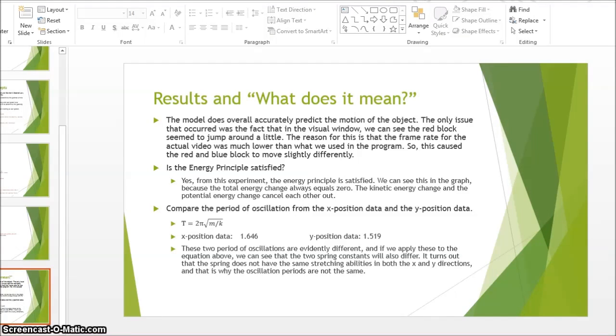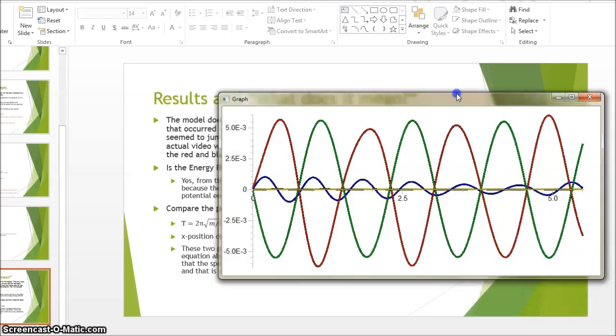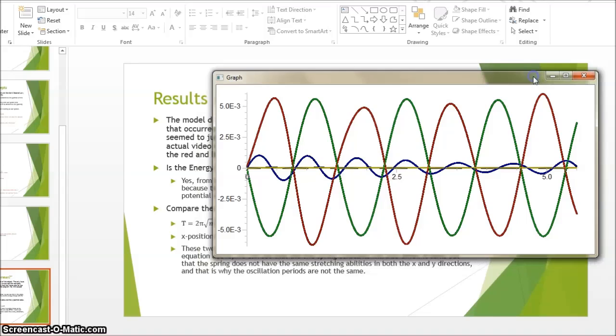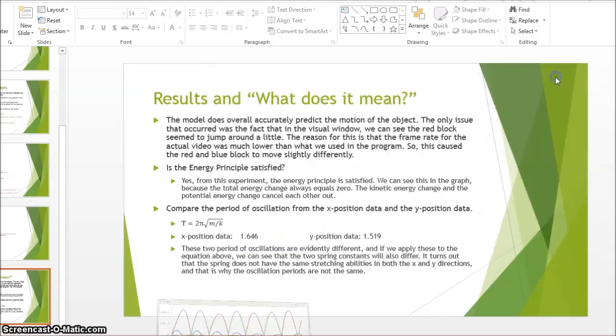Is the energy principle satisfied? Yes, from this experiment the energy principle is satisfied. We can see this in the graph because the total energy change always equals 0. The kinetic energy change and the potential energy change cancel each other out. You can see the yellow line is the total energy change, and that is always 0. And therefore the energy principle is satisfied.